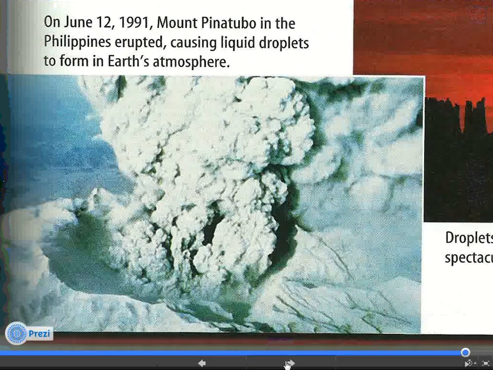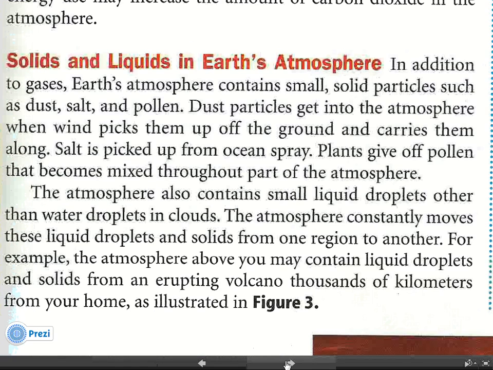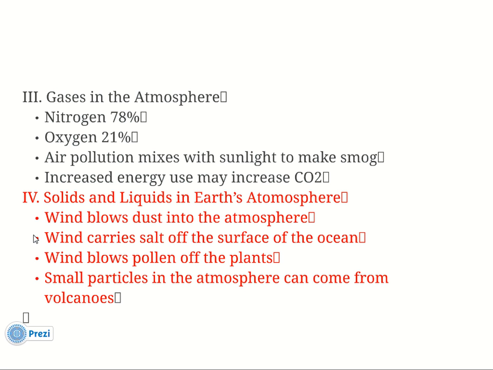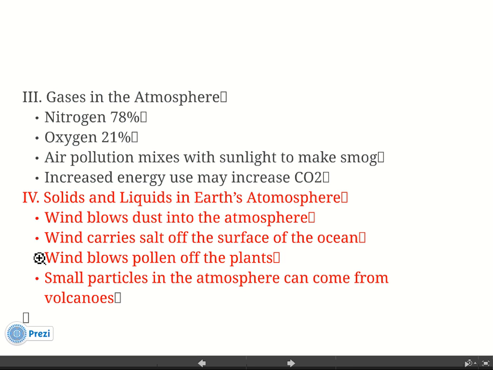All right, let's analyze what we read. We learned about the solids and liquids in the atmosphere. Think about where they come from. Okay, we have our heading 4, the Roman numeral 4, solids and liquids in Earth's atmosphere. Ignore these boxes. I don't know what those are. Okay, dust. Wind blows dust into the atmosphere from the ground. Wind carries salt off the surface of the ocean. Wind blows pollen off the plants. And small particles in the atmosphere can come from volcanoes.